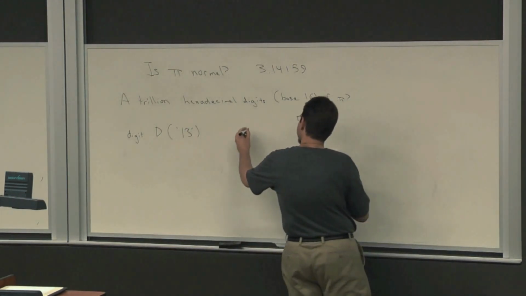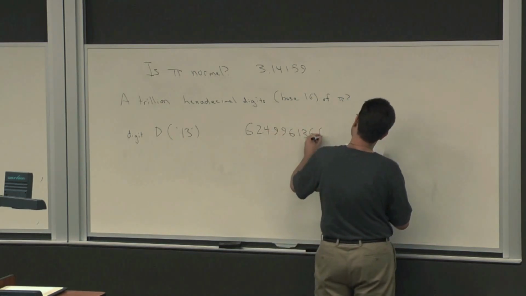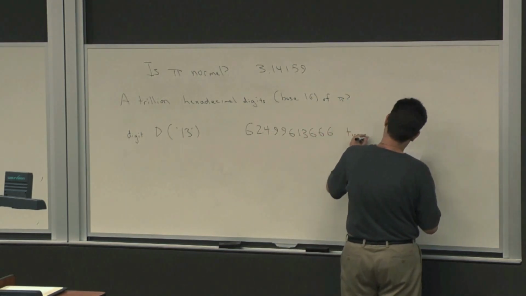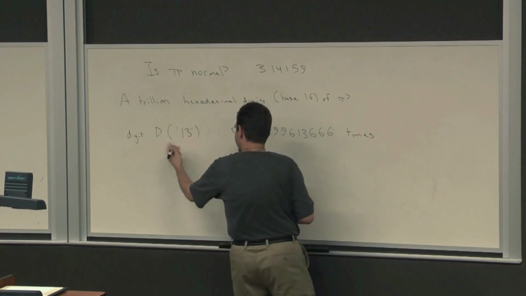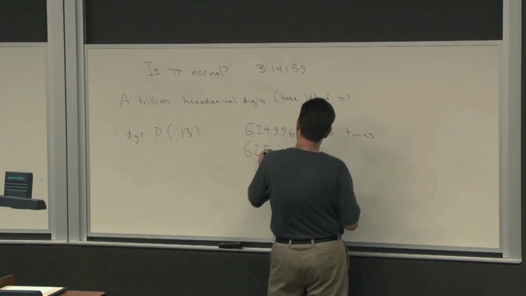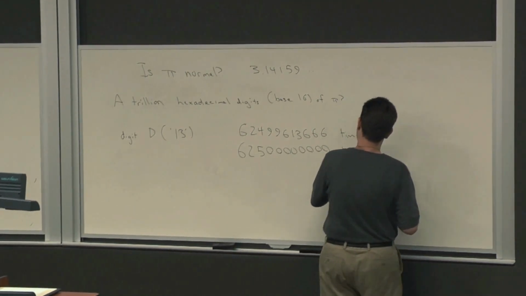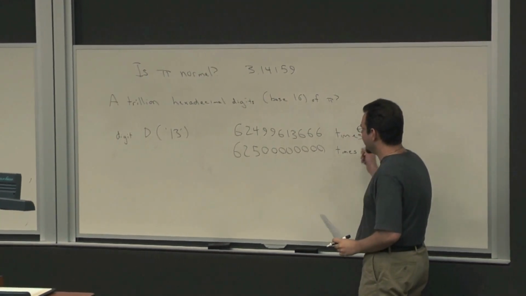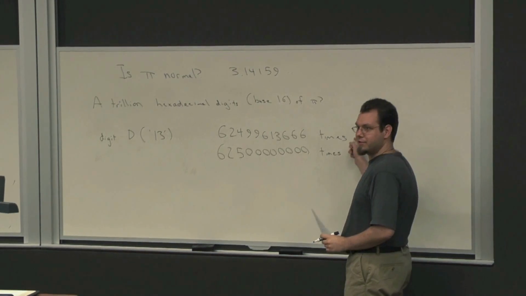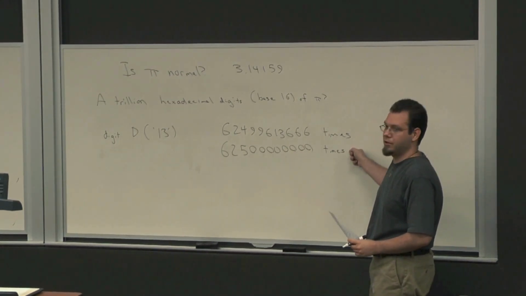And it appears 62,499,613,666 times. And if everything were appearing with the same frequency, we would expect it to appear 62,500,000,000 times. So as you can see, it looks like it's not doing too bad. This is the worst one of the one-digit strings. Everything else is even closer this time.